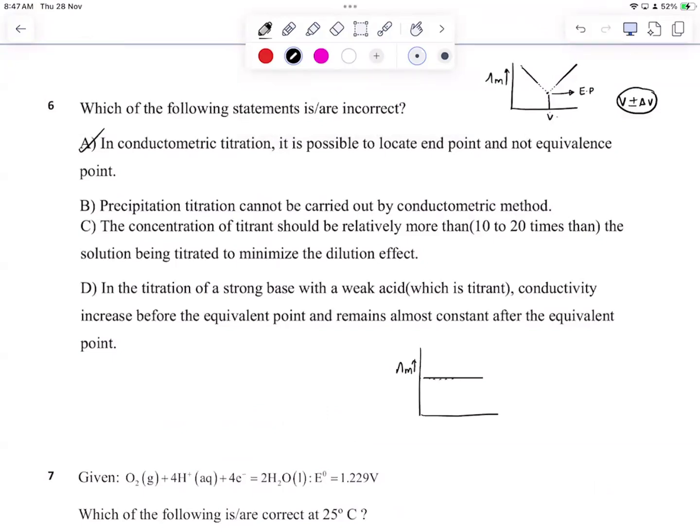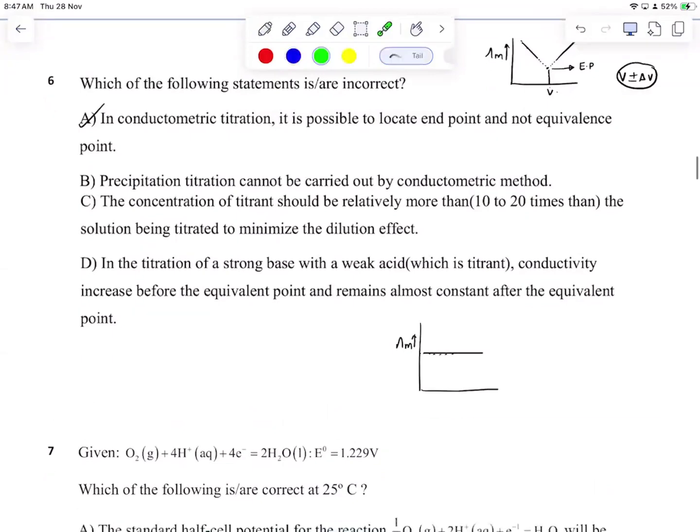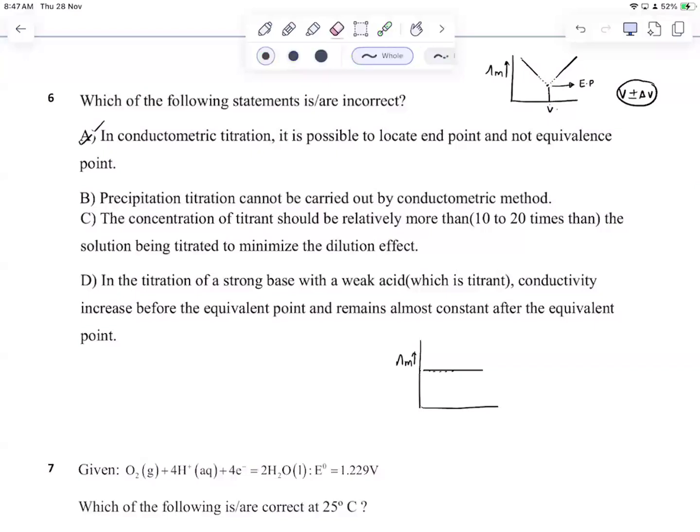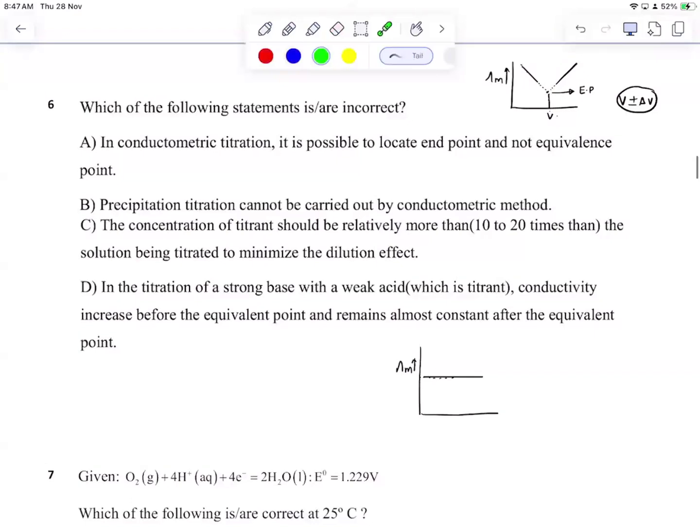What is the difference between endpoint and equivalence point? See. Oh, sorry. It is given endpoint and equivalence point. Sorry, my mistake. Ajay, please check this. What I'm trying to say is, it is easy to locate equivalence point and not the endpoint.